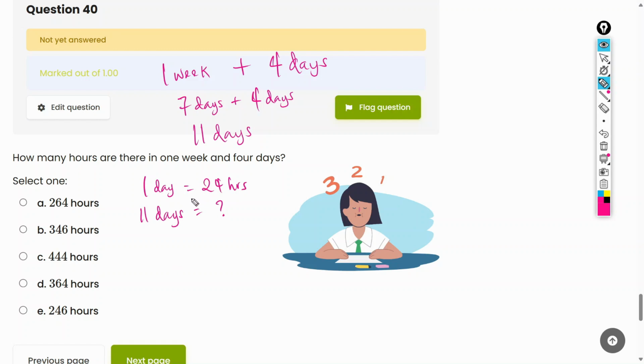To do that, we should multiply 11 days by 24 hours because we are changing from days to hours, and 1 day is equivalent to 24 hours. So 11 days is equivalent to 11 times 24 hours. So let's do that here. 11 times 24.